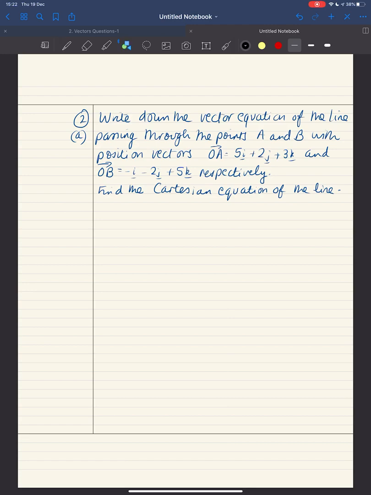Okay, so this line here goes through these two points, A and B. A has coordinates 5, 2, 3. B has coordinates minus 1, minus 2, 5. Okay. And then we find the vector equation of the line. So we can start at the origin, like so, and we arrive at the line. And then we have multiples of the direction vector along the line.